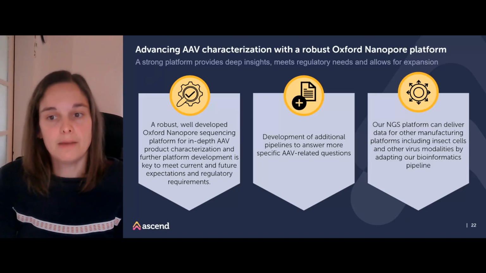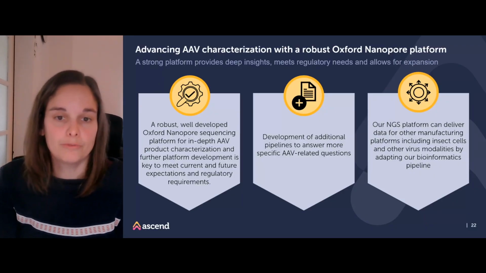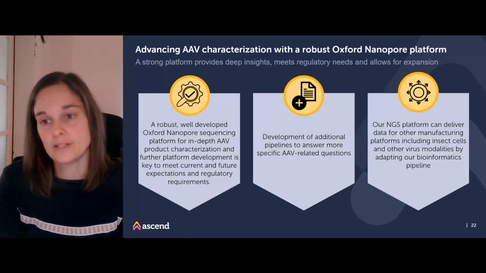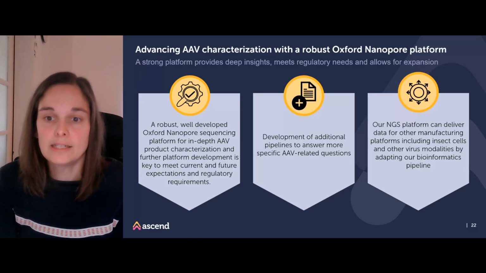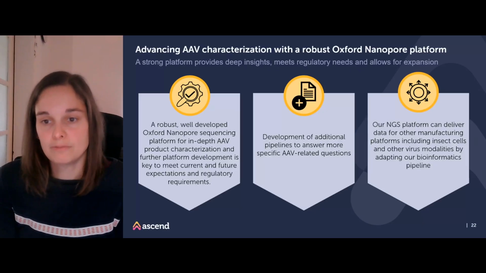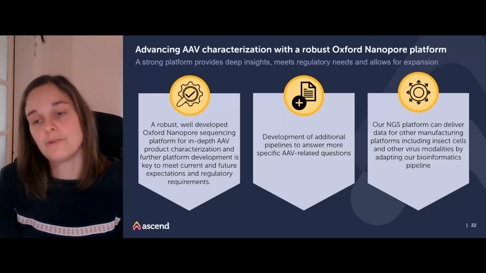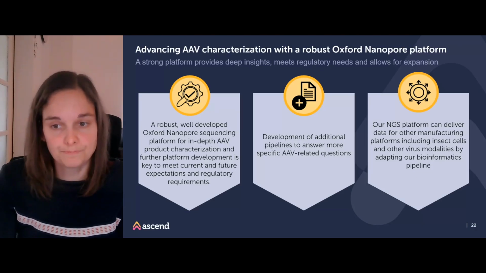Generally, our platform can be expanded into other manufacturing platforms. So again, we do offer high flexibility, not only in terms of the plasmid system, but also in terms of the manufacturing platform itself. So if you're working with insect cells or with other modalities, I'm sure we can accommodate that. And we can maybe even expand it into other virus modalities. And this flexibility in general ensures that we stay ahead of our current and future requirements.